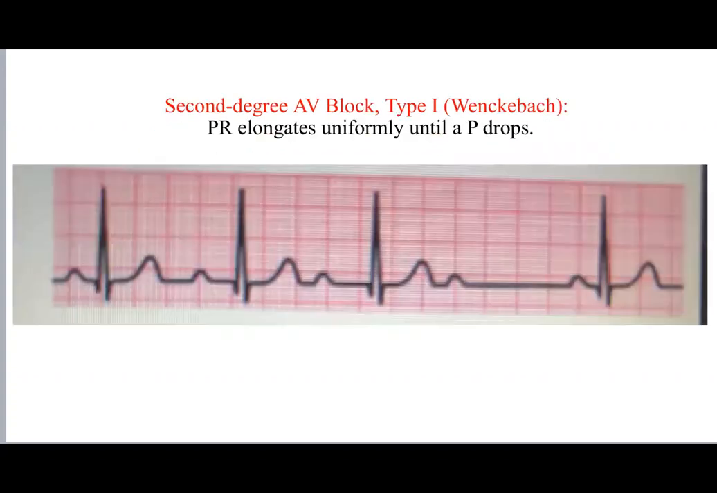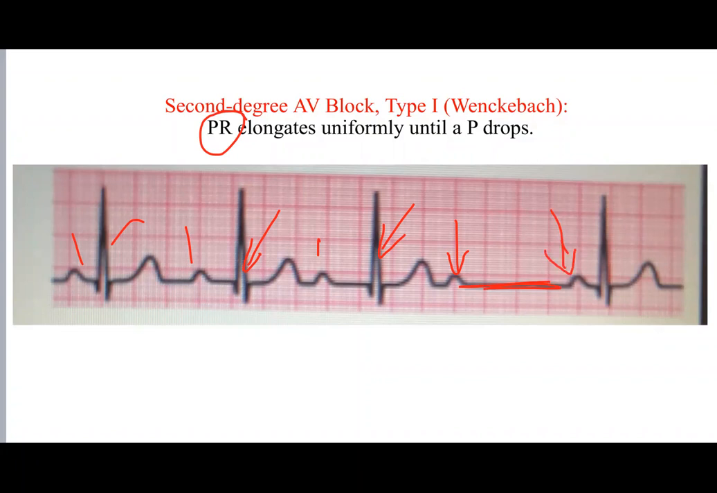Then in a second degree type 1, the PR elongates uniformly. She calls and he answers, but then she calls and he takes a little bit longer to answer, and then she calls and he takes a little bit longer to answer, and then she calls and he decides that, you know, I'm not going to answer. And then she gets really mad, calls him again, and then he knows better than to delay the answer, so he answers immediately, and so it begins the cycle again.